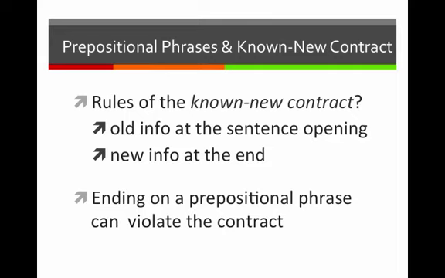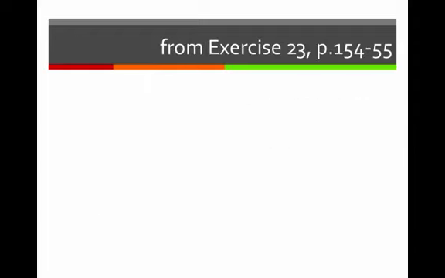Prepositional phrases can help with the known-new contract if we put them in the right place in a sentence. So what are the rules of the known-new contract once again? Well, you put your old info at the beginning of the sentence and your new info at the end. Then the new info morphs into the old info at the beginning of your next sentence. Sometimes when you end on a prepositional phrase, you screw up the known-new contract because your prepositional phrase does not include this all-important new information. It's just icing. Let's look at some examples from exercise 23 on pages 154 to 155.